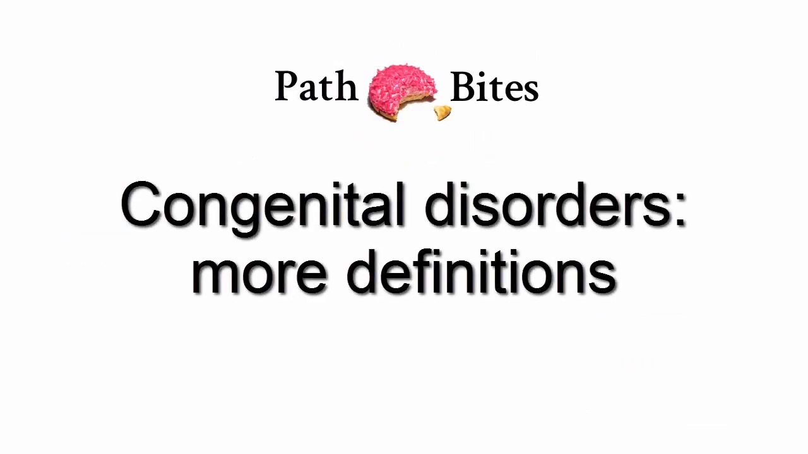We talked a few days ago about the definition of congenital disorders. Today, a few more definitions just so we get our wording straight. There are 5 main types of errors in development: malformations, disruptions, deformations, sequences, and syndromes.